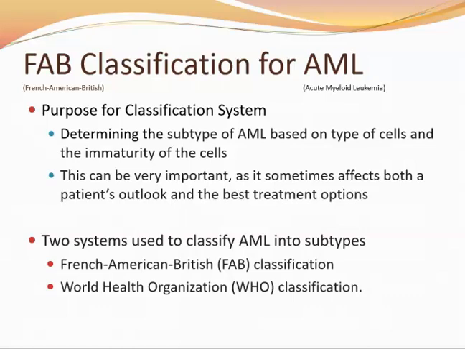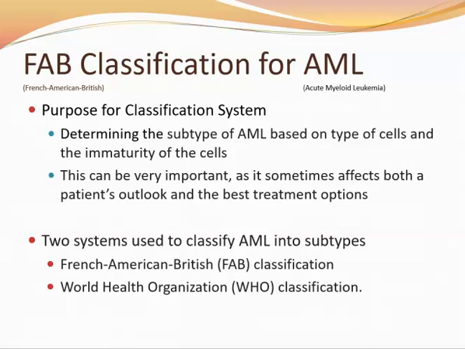Okay, now we need to talk about some different classification systems for AML, or acute myeloid leukemia. We first need to talk about the purpose of a classification system. The purpose is determining the subtype of AML based on the type of cells and immaturity of the cells. This is important because sometimes it affects both the patient's outlook and the best treatment options for the patient. So that's the reason that we have the classification systems.